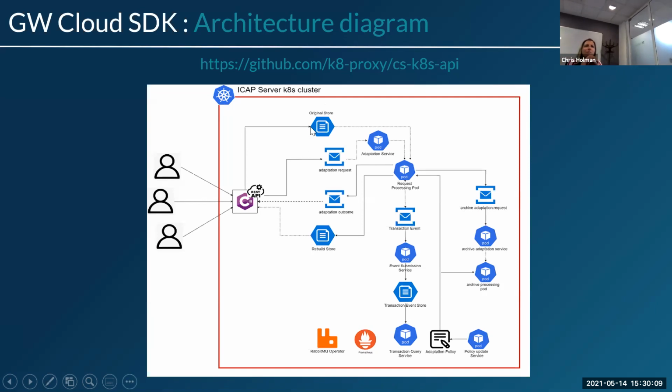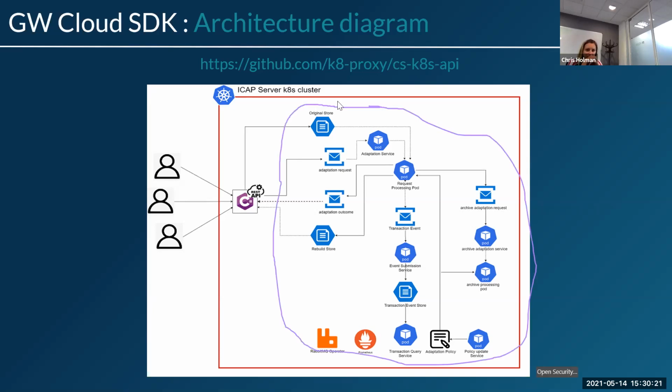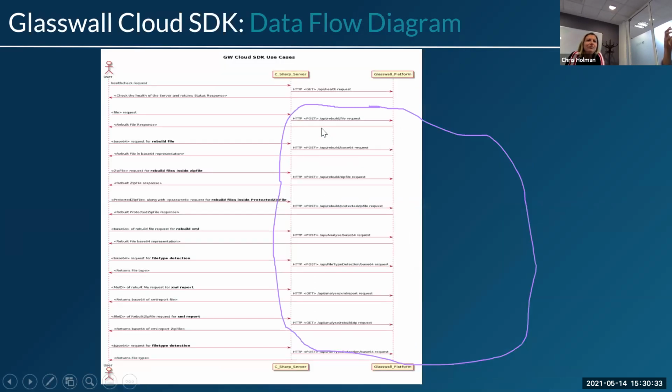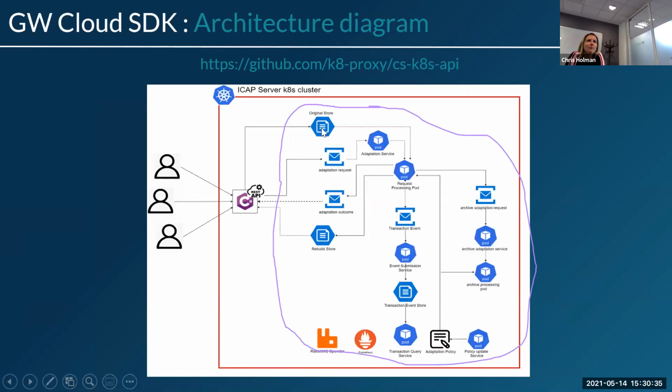That's why I'll do the drawing here. So if I go back into this, this is what we call the CDR platform. The pattern here is that you have the original store, which is where the file comes through. This is a file-in, file-out workflow, where the original store contains the file. The pattern is that you put a file in the original store, and you put a message in the queue.